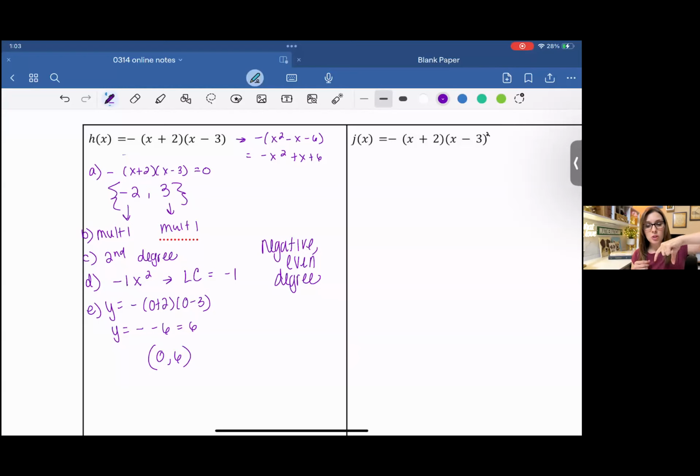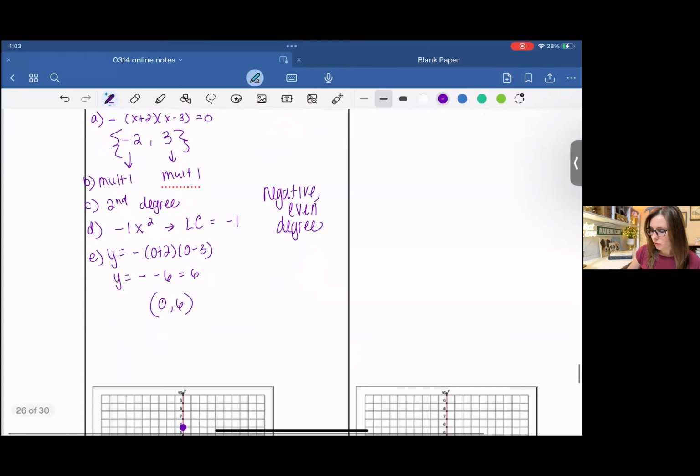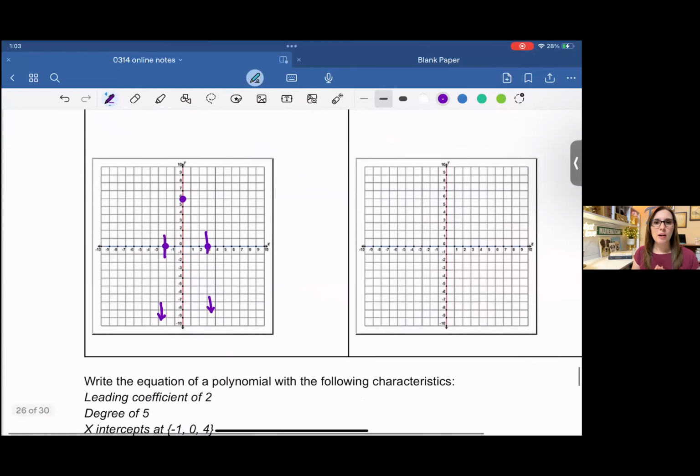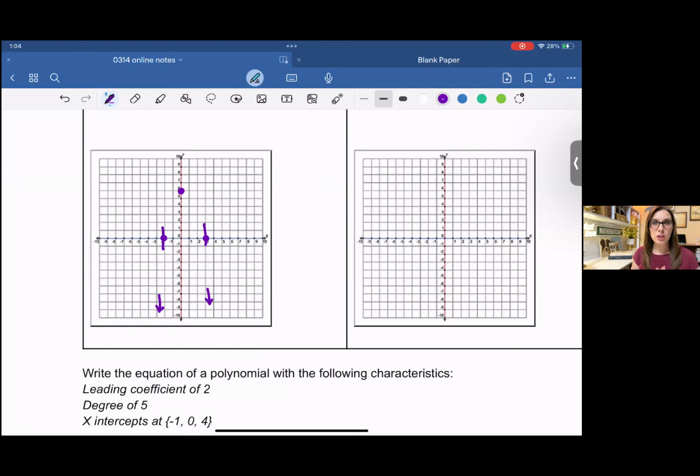Negative coefficient, even degree means that your endpoints are still going in the same direction, but now they're pointing down instead of up. And my y-intercept is now a positive 6 instead of a negative 6. So again, it changed a little bit there. If you put the pieces together, we have negative coefficient, even degree means pointing down. So I have my arrows pointing down. I have two x-intercepts, one at negative 2, one at positive 3. The multiplicity was 1 at both of those, so they're going to be like a linear function there. And then I have a y-intercept of a positive 6.